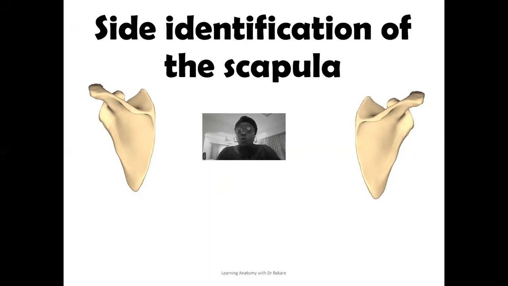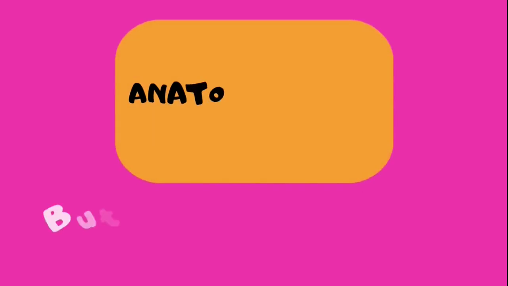In this lecture, we would be looking at side identification of the scapula. In case we are given one during examination, it will be easy for us to identify whether it is the scapula of the right or of the left side.